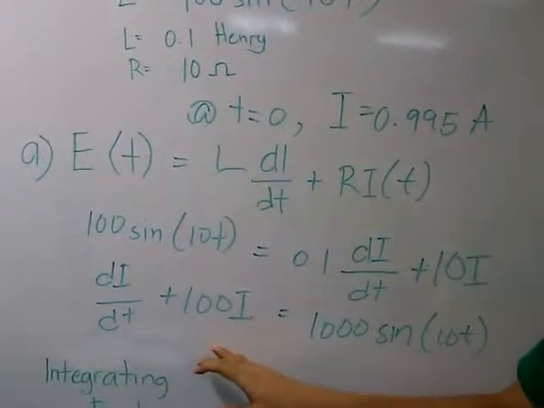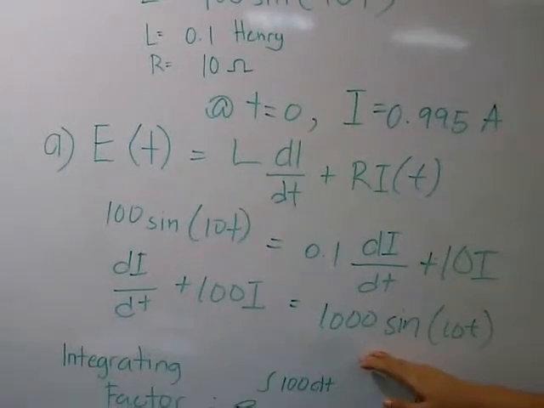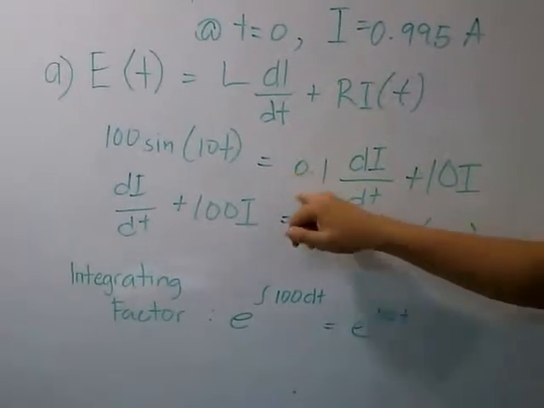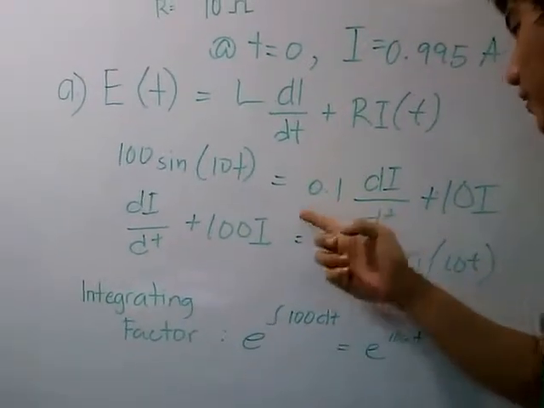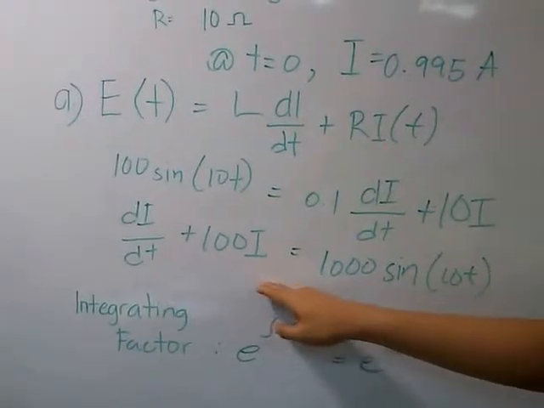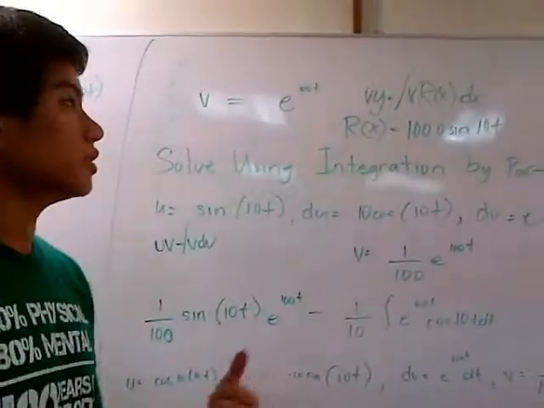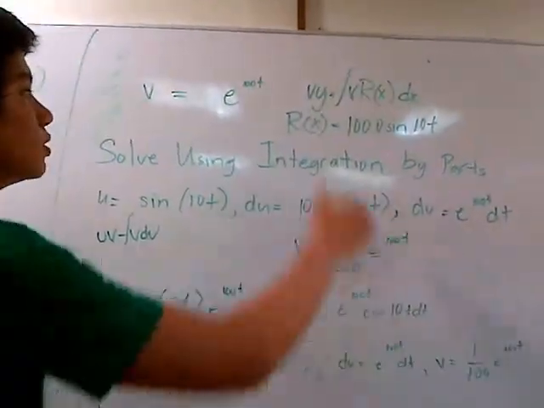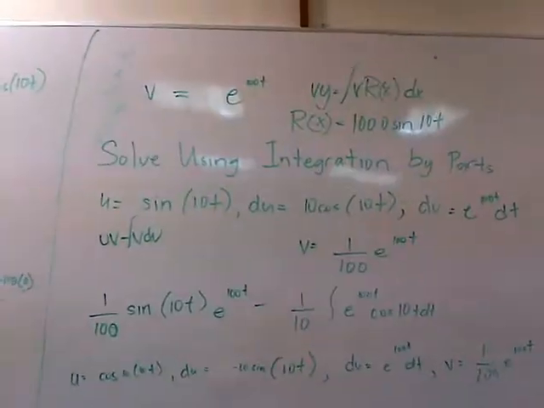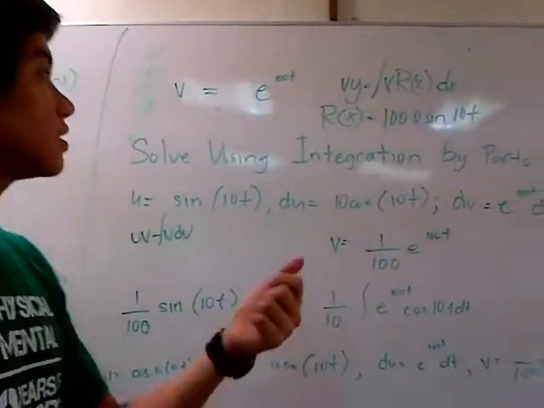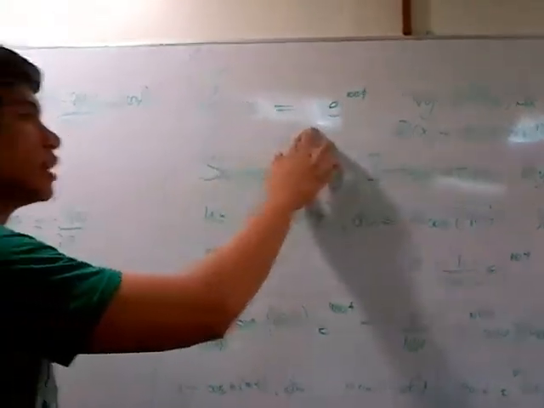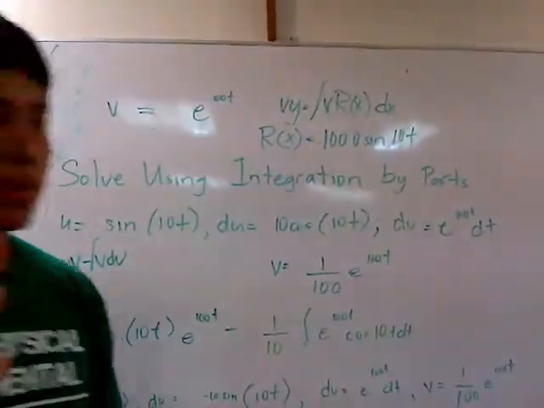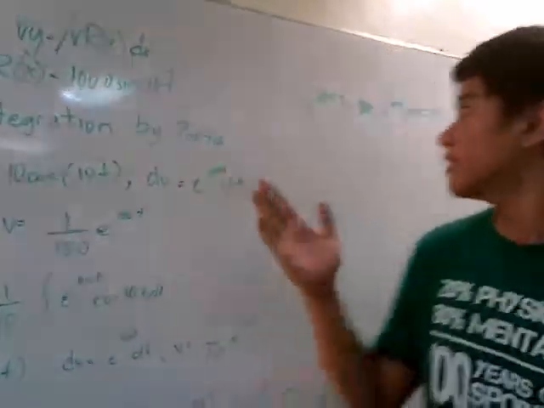Now we solve it by the use of linear equations of order 1. At first we remove the decimal 0.1, because it's harder to solve with that there, so you multiply everything by 10. Now let's start with solving the linear equation of order 1. When using that method, you have to use this equation where Vy equals integral of V r of x dx, wherein V equals 100 e raised to 100t and r of x equals 1000 sine 10t.